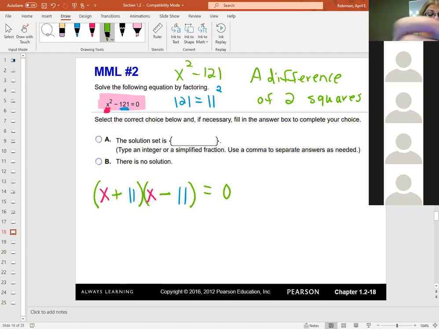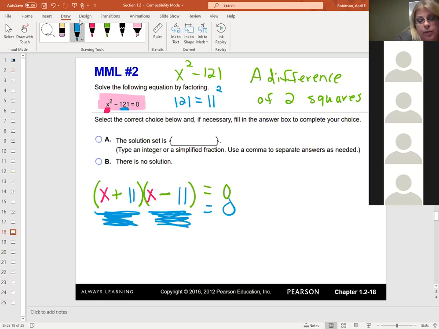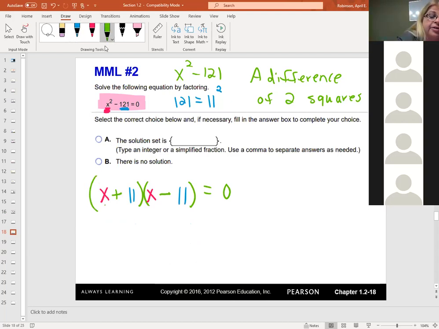And then once again, you're back to the fact that if A times B equals zero, then either A is zero or B is zero. So either the x plus 11 is equal to zero or the x minus 11 is equal to zero. After I've done these a million times, I don't even write this step out. Sometimes I just look at this and think, okay, either that zero or that zero, which means this x right here would have to be a negative 11, because negative 11 plus 11 would make it zero. And then this x would have to be a positive 11, because positive 11 minus 11 gives me zero.